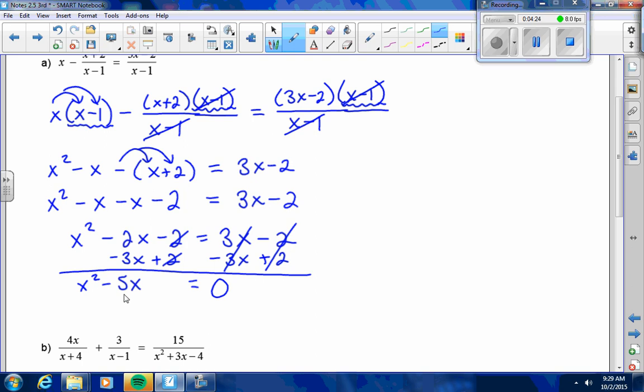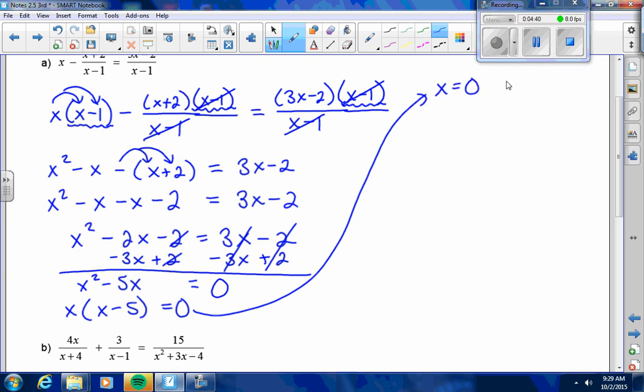Solving that, I can factor out an x, so I factor it out, and I'm left with x times (x minus 5) equals 0. Let me bring it up here. Set each factor now equal to 0, so x equals 0 and x minus 5 equals 0. So our solutions, we get x equals 0 and x equals 5.